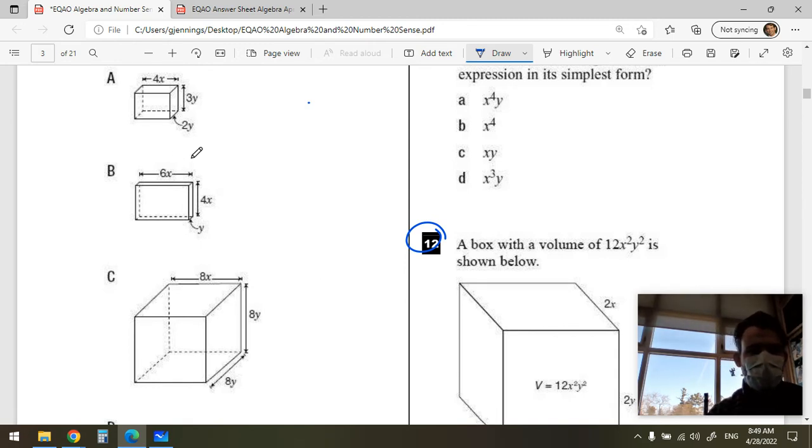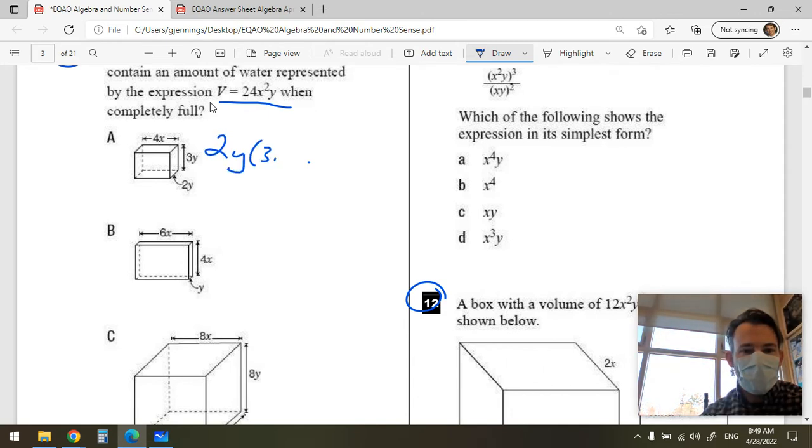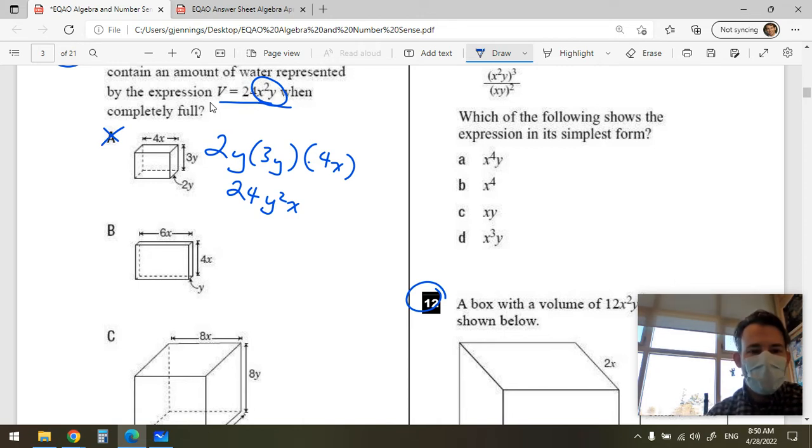And we want to find which one of these fish tanks could have that volume. So let's test one of them. This one here, its volume would be 2y times 3y times 4x. So let's see what that looks like. 2y multiplied by 3y multiplied by 4x. If I multiply the numbers, then I get 2 times 3 times 4, which gives me 24. So that looks like we're on the right track. y times y is y squared, and x is just x. So this is y squared x, or xy squared, which does not match what we're looking for there. So this one's out.